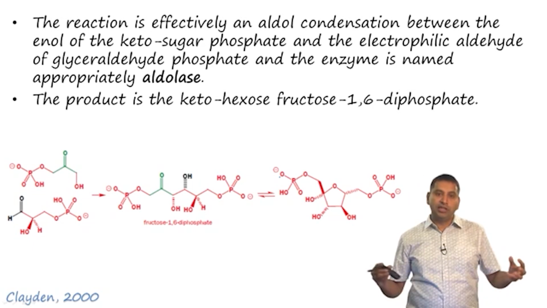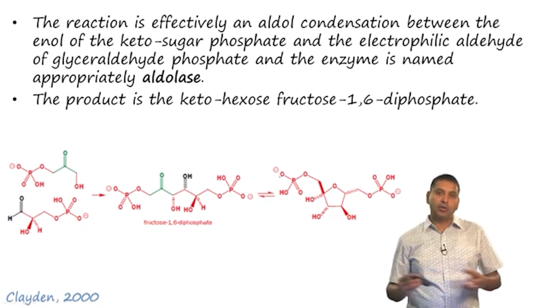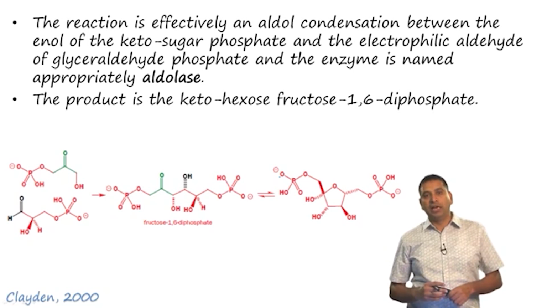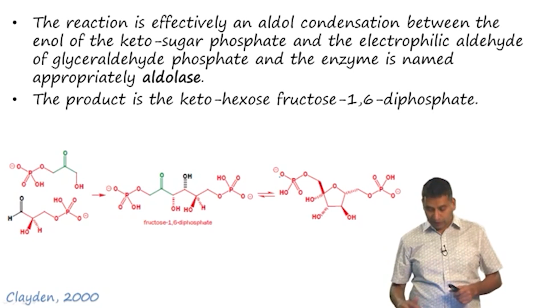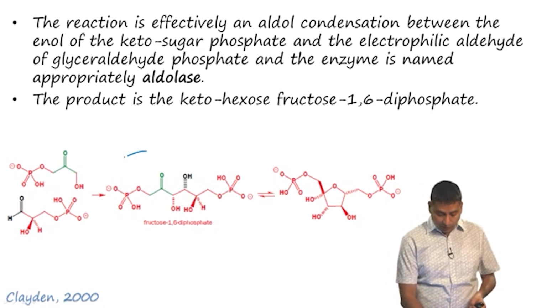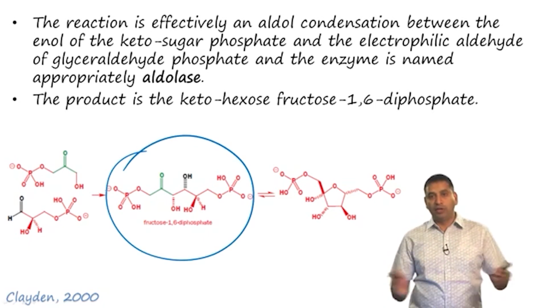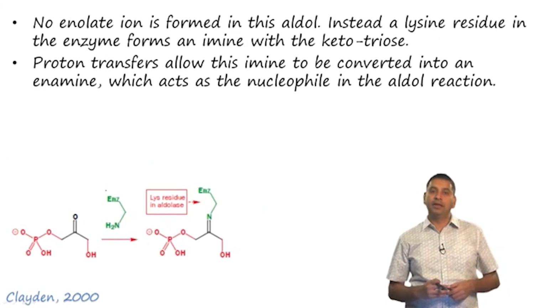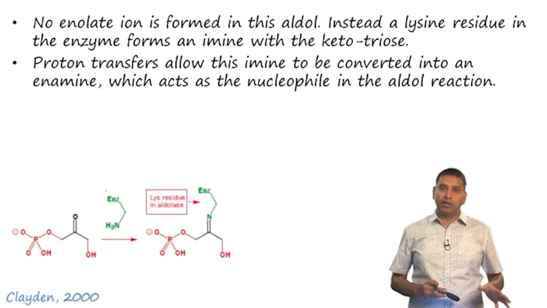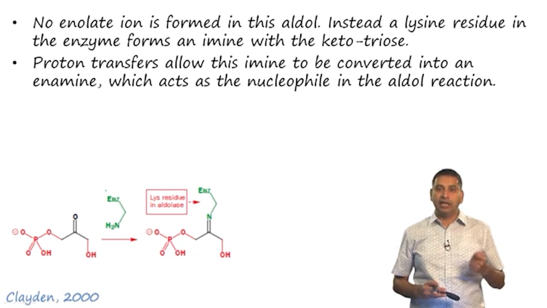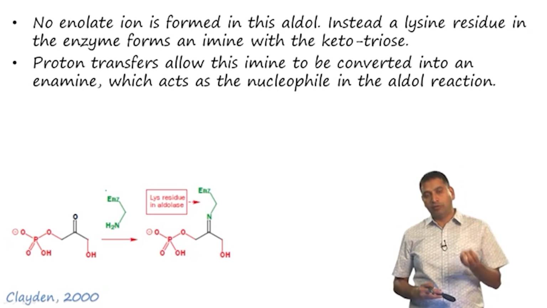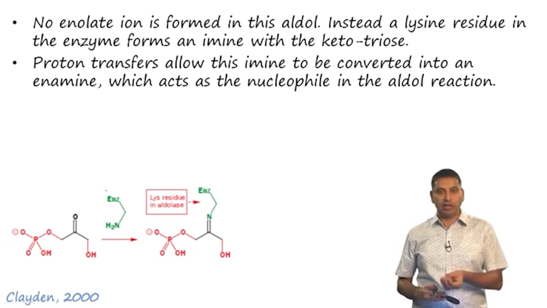Okay. So, these two units are going to combine to give you a 6 carbon unit, right, and this product is the keto hexose fructose 1,6 diphosphate, which is shown here, which then equilibrates to give you the closed ring form. So, no enolate is formed in this aldol, but instead a lysine residue in the enzyme helps in formation of an imine with the keto triose.